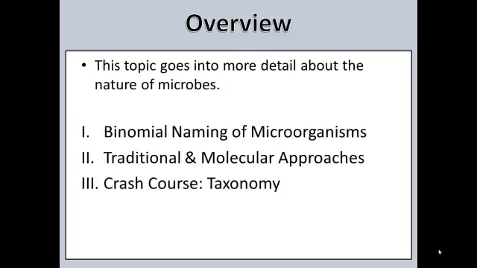For most of the objectives, I've found a lovely crash course on taxonomy, which should help you with most of those. Now, for the other two, specifically, number 3, correctly write the binomial name of microorganisms, and number 5, the difference between the traditional and molecular approaches to taxonomy, I'm going to go into that. So, watch this part of the lecture for objectives 3 and 5, and then watch the crash course on taxonomy for the rest of them.